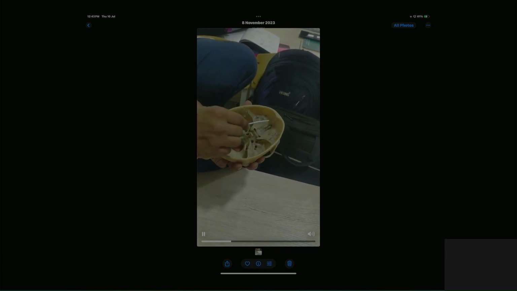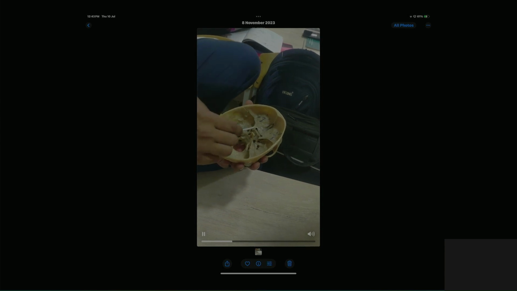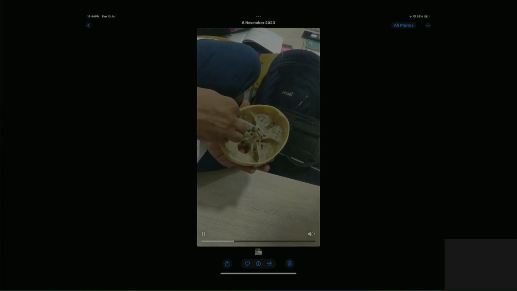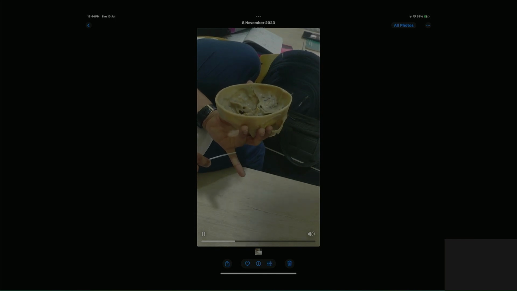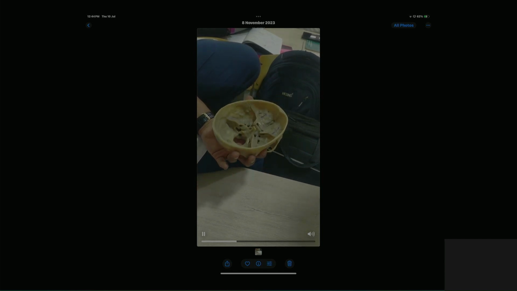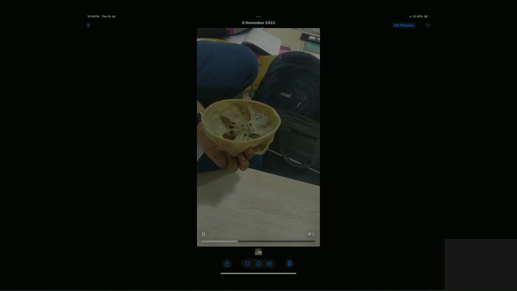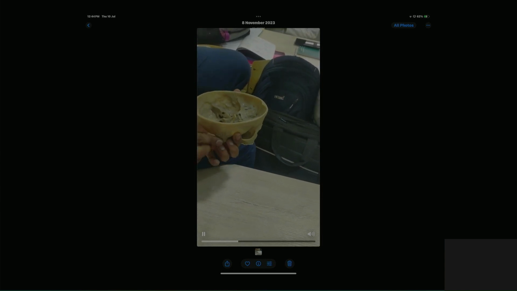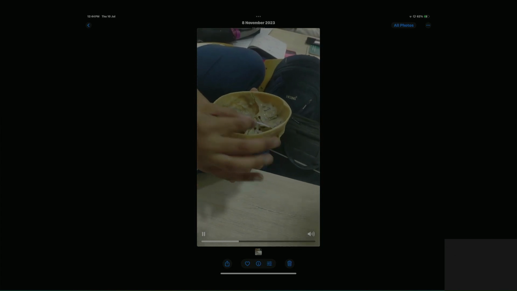I repeat again. Cribriform plate, olfactory nerve. Optic canal, optic nerve and ophthalmic artery. Superior orbital fissure: cranial number 3, oculomotor, 4 trochlear, 6 abducens, and 5 first branch, V1, first ophthalmic branch. We have 3 branches, right? So first branch comes from this.